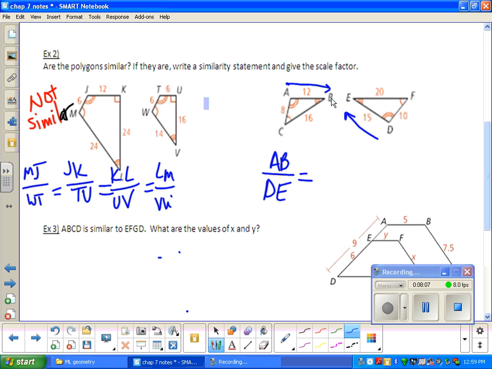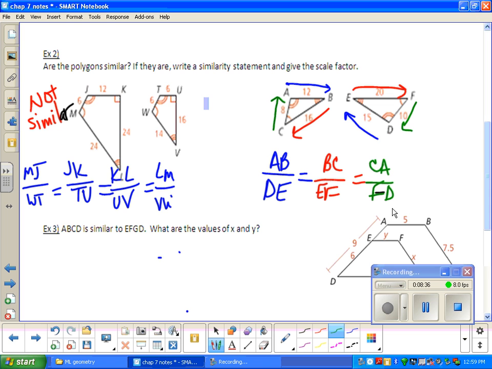Equals, and then I'm going to go from B to C, and so that would be E to F. And the last one is going to be C to A. So CA, then I'm going from F to D, so FD. So here's my extended proportion, and now I need to go ahead and plug in all the numbers.